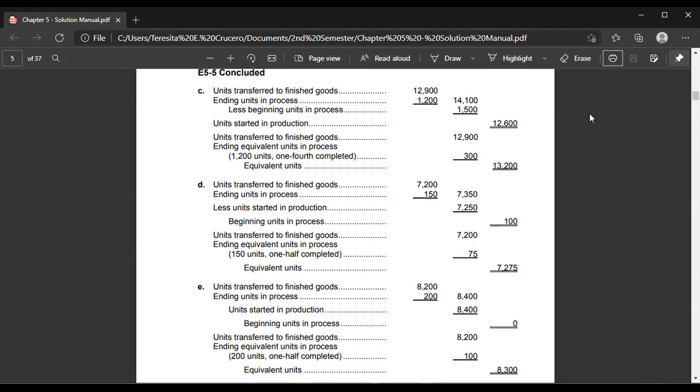Next, letter E, again, missing is the beginning inventory, and then you are given the units started. The ending inventory, 8,200. You add the ending inventory of 2.